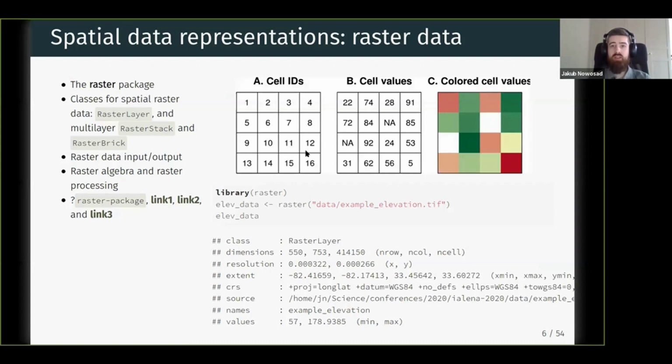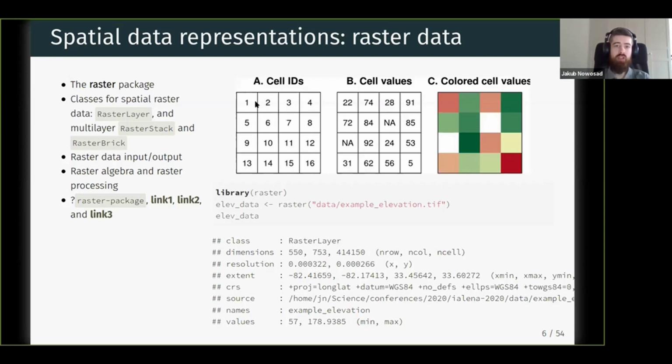And I need to start with showing you two main representations of spatial data that exist and how they are implemented in R. So if we think about spatial data, we have two main representations. The first one is called raster data. And the simplest form of raster data is described as a matrix with values.